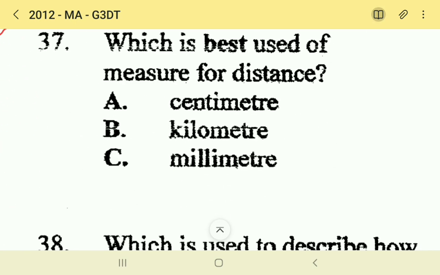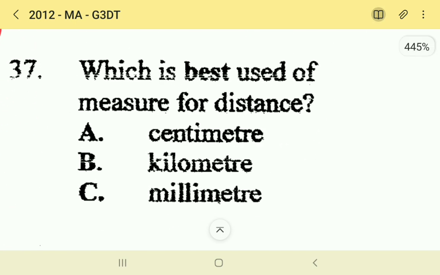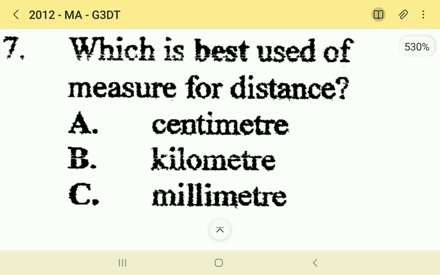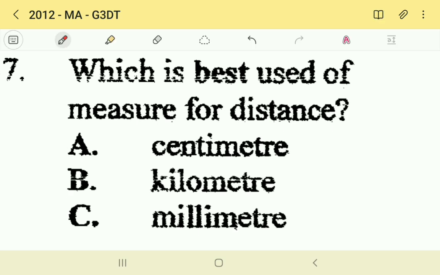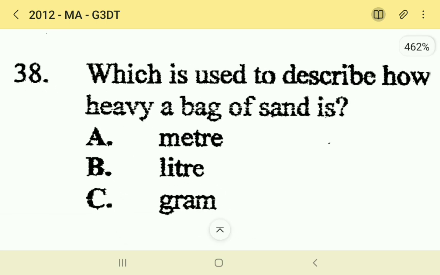We're getting there. 37. Which is best used to measure distance? That sentence sounds a little wrong in construction. But for distance, would it be centimeter, kilometer, or millimeter? Kilo, very good. Moving on to 38.